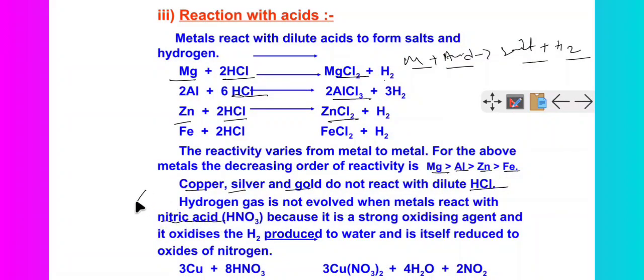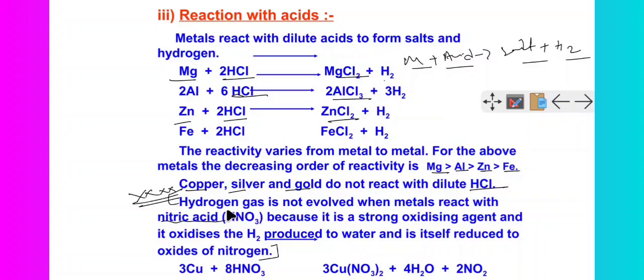This part is very important. I am giving you a star here. Why is this part important? Because hydrogen gas is not evolved when metals react with nitric acid, because it is a strong oxidizing agent, and it oxidizes the hydrogen to produce water, and it itself is reduced to oxides of nitrogen. You can expect at least one question every time. CBSE has repeated this section, and many questions are there. You can check the previous year question papers of CBSE class 10.